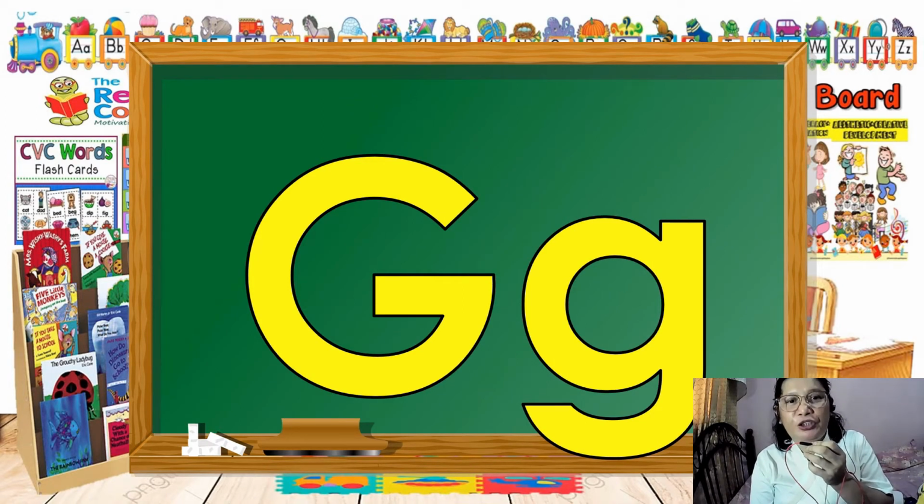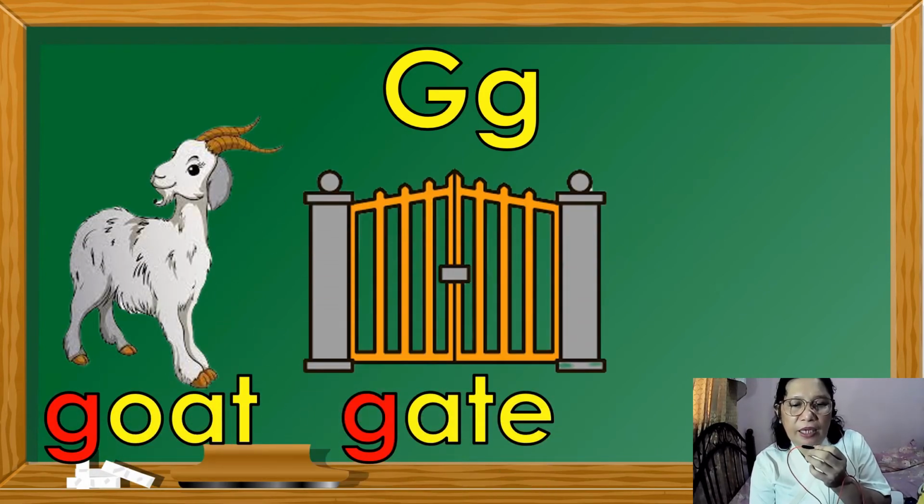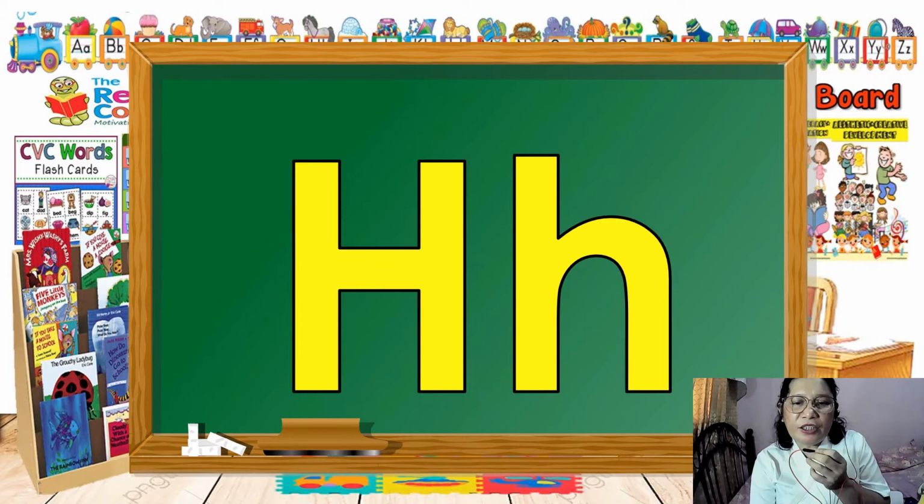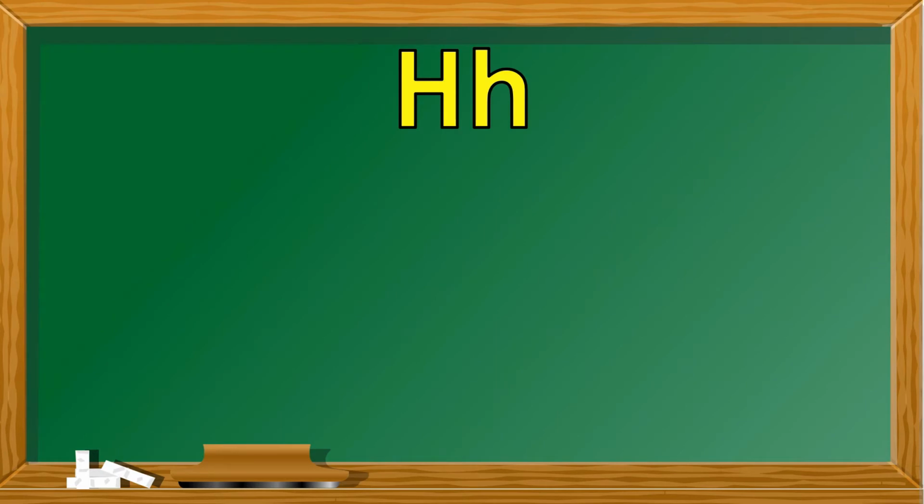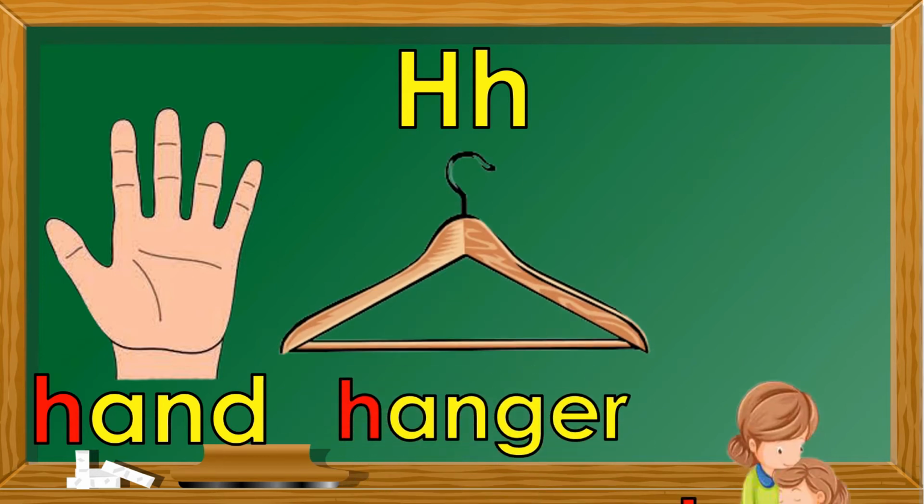Next letter is letter G, having the sound of G. Here are some objects having the sound of G. Goat, gate, garlic. Next letter is letter H. The sound of letter H is H. Here are some objects with letter H. Hen, hanger, hug.